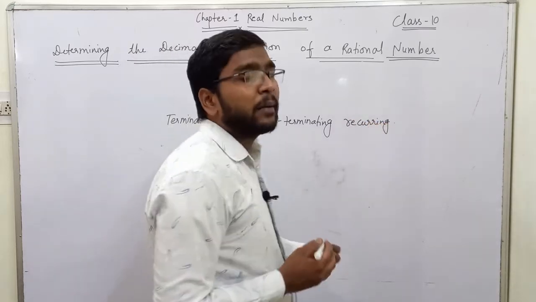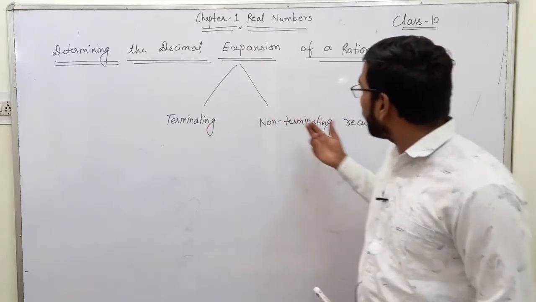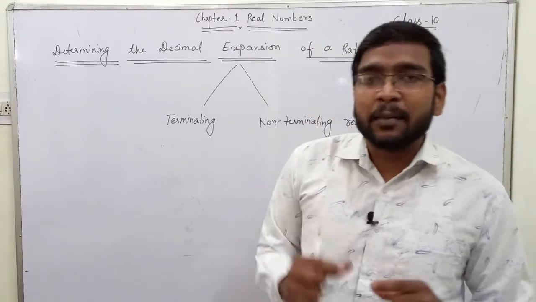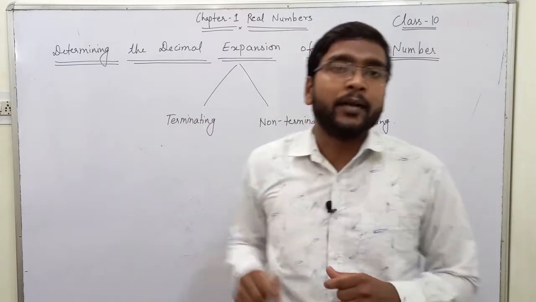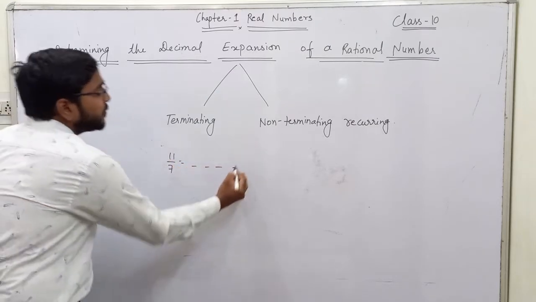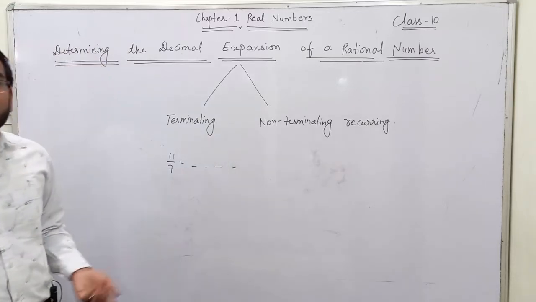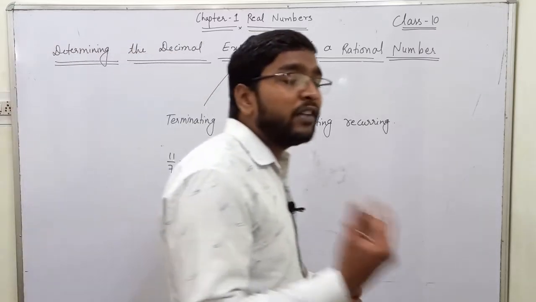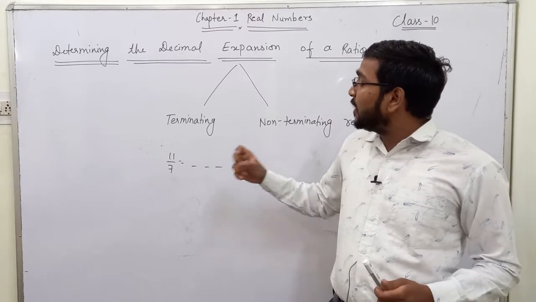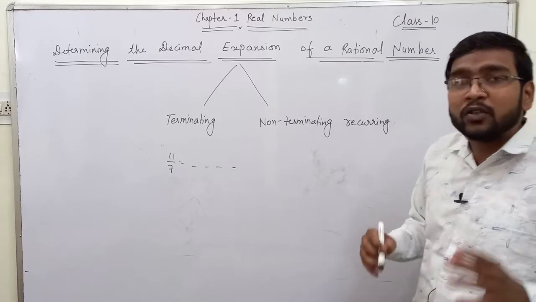Now how do I determine whether a rational number has a terminating decimal expansion or a non-terminating decimal expansion? I can always obtain the decimal expansion by dividing the numerator by the denominator. For example, if I divide 11 by 7, I will get a certain number, and by looking at it, I can determine whether it is non-terminating or terminating. But if I don't want to divide and I want to find out whether it has a terminating or a non-terminating decimal expansion, how will I do it? We are going to study that in this video.